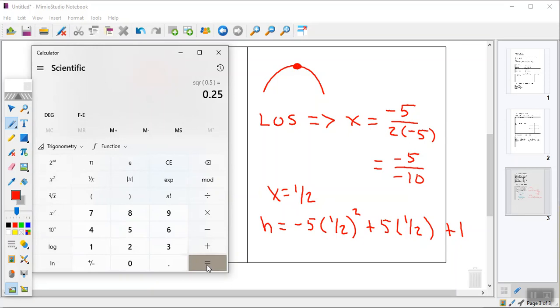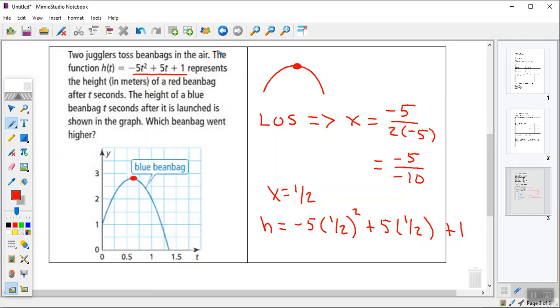Boy, I don't like that. All right, let's go by parts. Negative 1/2 squared would be what, kids? What's 1 times 1 up top here? 2 times 2 on the bottom, 4. Negative 5 times 1/4 is going to be negative 1.25. 5 times 1/2 is 2.5.